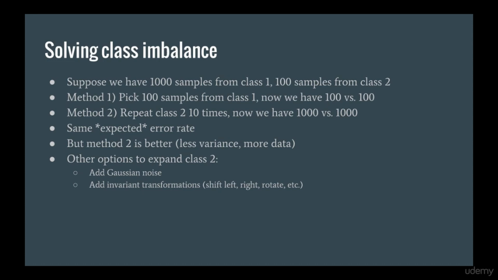Another option is to add invariant transformations. For example, a face shifted to the left or right by a few pixels is still the same face and should still have the same label.